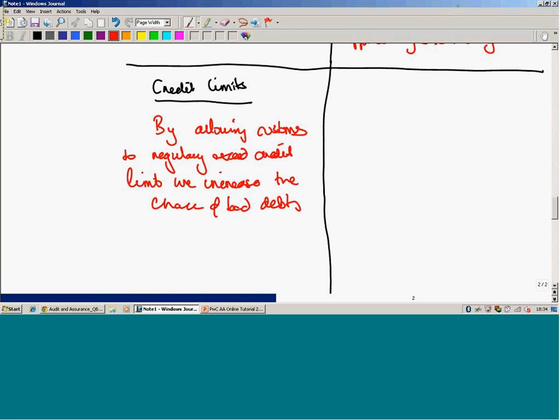So, yeah, credit limits. By allowing customers to regularly exceed client credit limits, we increase the chance of getting bad debts. What's the recommendation there? Again, bear in mind that we have the credit limits with following them. So what could be a potential recommendation? Any ideas? What could I do as a business?